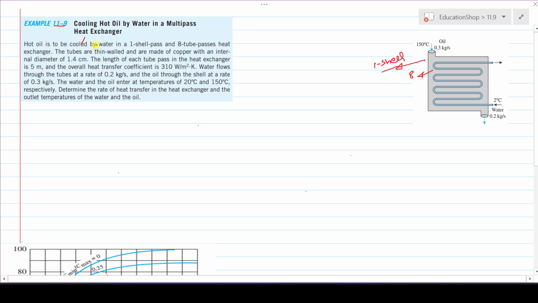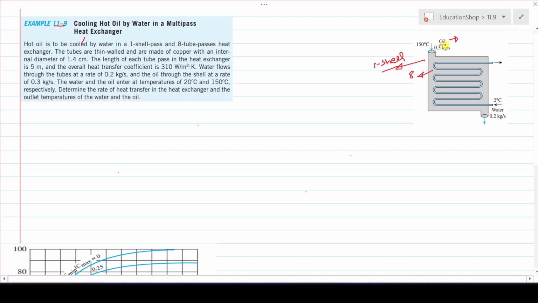Hot oil is to be cooled by water in a one shell pass and 8 tube passes heat exchanger. The tubes are thin walled and made of copper with an internal diameter of 1.4 centimeters. The length of each tube pass in the heat exchanger is 5 meters and the overall heat transfer coefficient is 310 watt per meter square Kelvin. Water flows through the tubes at a rate of 0.2 kg per second and the oil through the shell at a rate of 0.3 kg per second. The water and the oil enter at temperatures of 20 centigrade and 150 centigrade respectively. Determine the rate of heat transfer in the heat exchanger and the outlet temperature of the water and the oil.